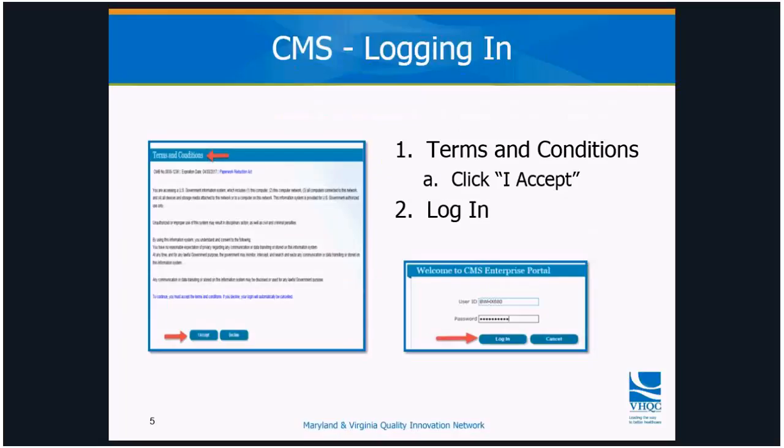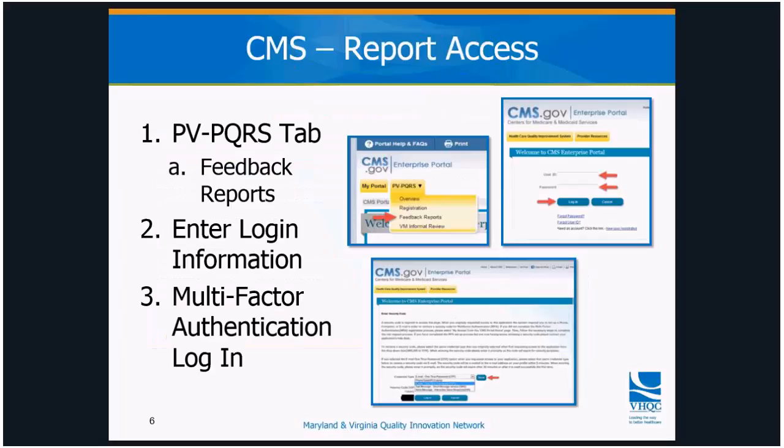You will be directed to the CMS Enterprise Portal Terms and Conditions, where you will need to agree prior to moving on. After clicking Agree, you will be directed to the Login page. Enter your credentials and click Login. Select the PV-PQRS tab at the top of the screen and then select Feedback Reports from the drop-down menu. Enter your EIDM user ID and password on the multi-factor authentication login screen and select Next.